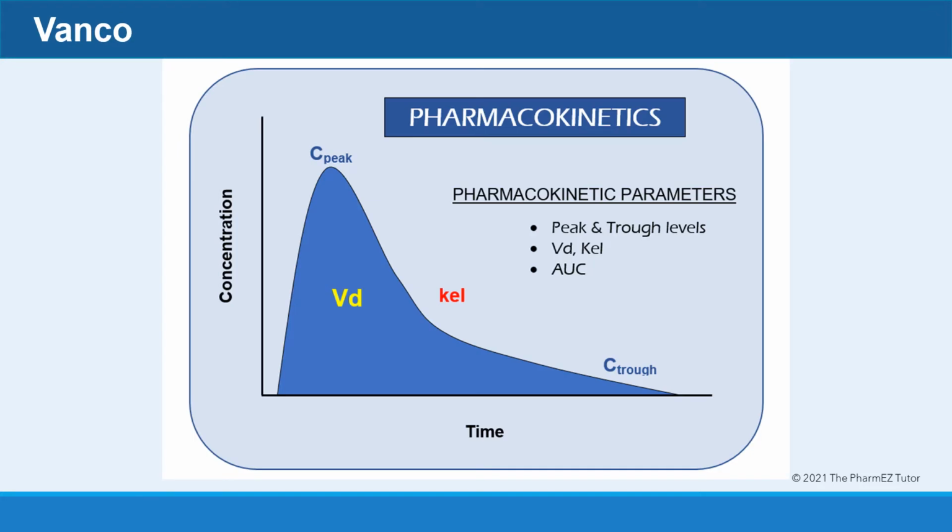Here is a concentration time curve of a drug. You can see the familiar pharmacokinetic parameters of peak and trough levels, volume distribution, KEL, and AUC. These parameters are numbers and do not represent too much when it comes to drug action.